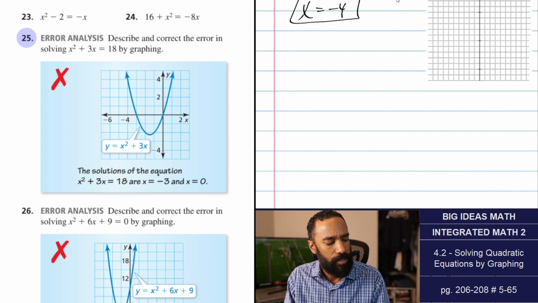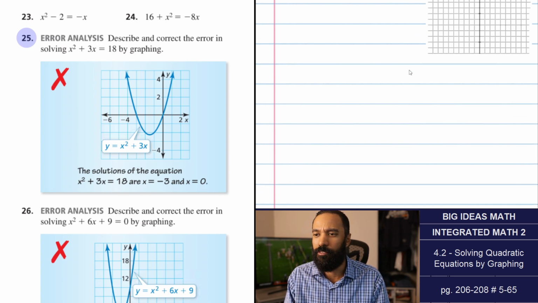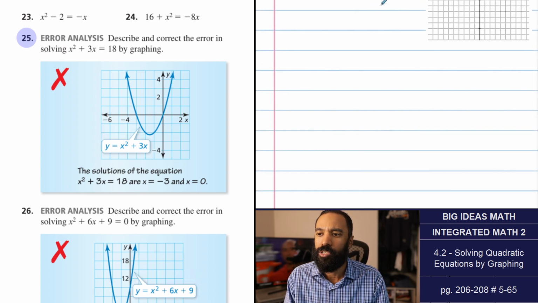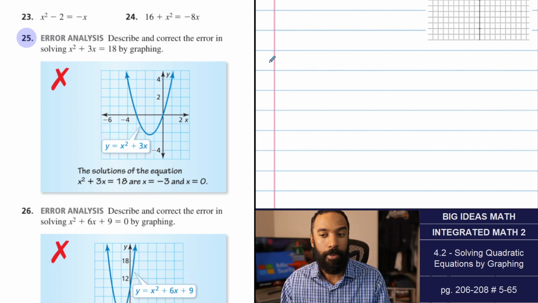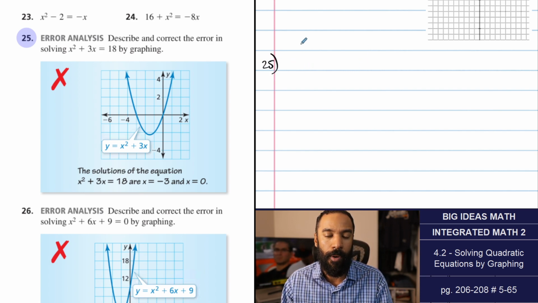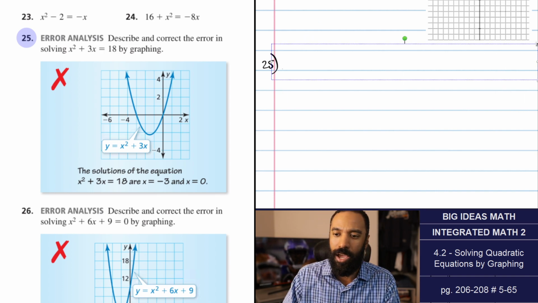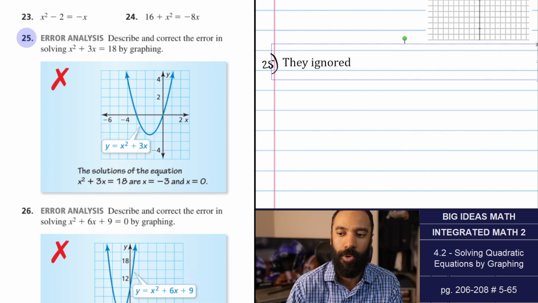I'm trying to think, never mind. I think this will have solutions. I was going to say what's interesting is that we won't hit the x-axis at integers, but we will actually. So we can correct it ourselves. My problem is my graphing window doesn't go all the way down to negative 18, which is what we're going to do. So they ignored the 18 outright.